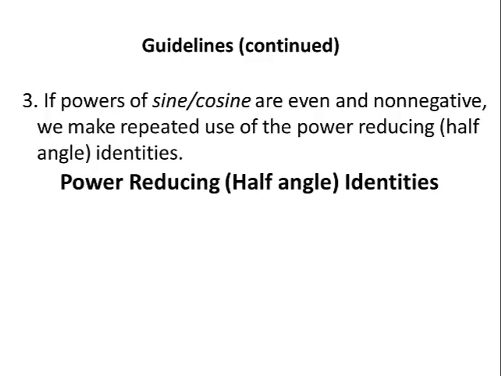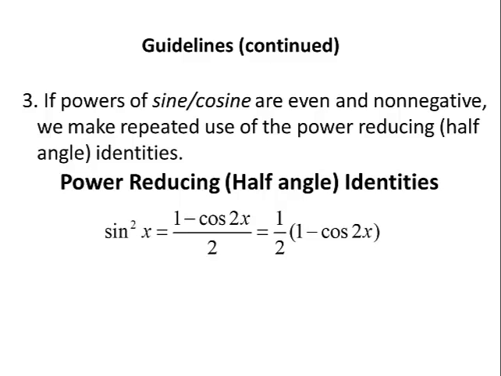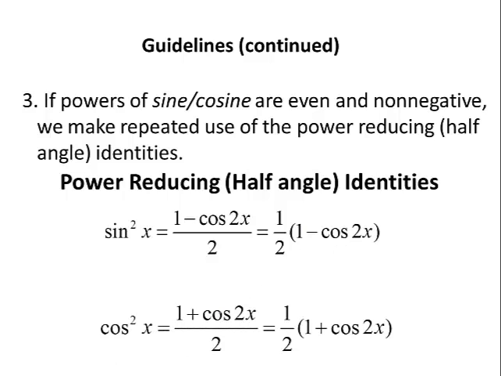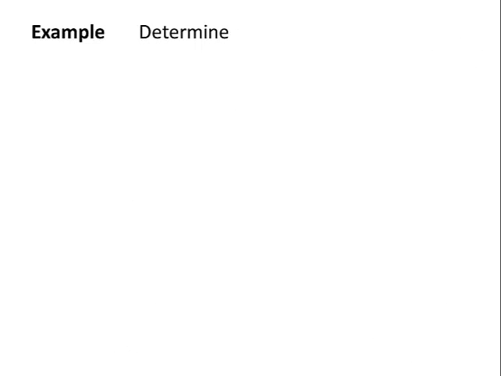Now, the power reducing, or half angle identities, are simply sine squared x equals 1 minus cosine 2x over 2. But I like to look at this as 1/2 times the quantity 1 minus cosine 2x. And then cosine squared x is 1 plus cosine 2x over 2, which I like to look at as 1/2 times the quantity 1 plus cosine 2x. I think once we do an example and we start integrating, you'll see why I prefer the version I do.